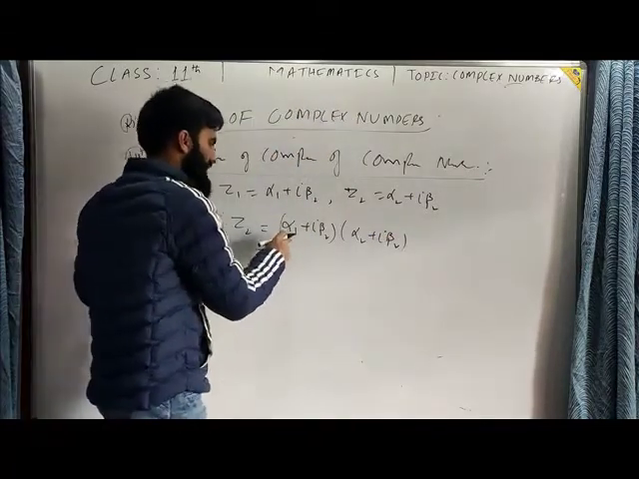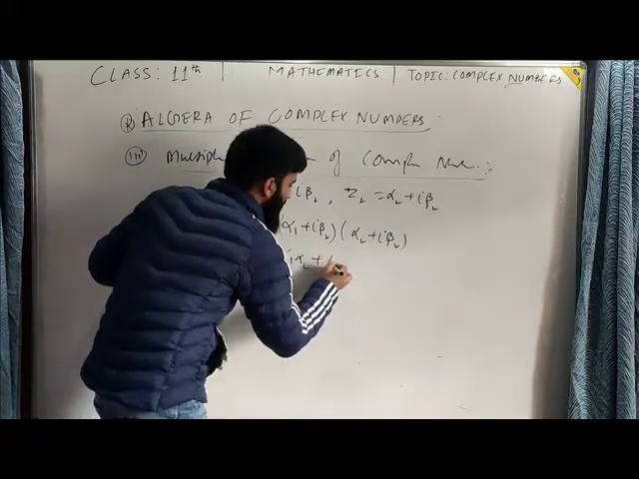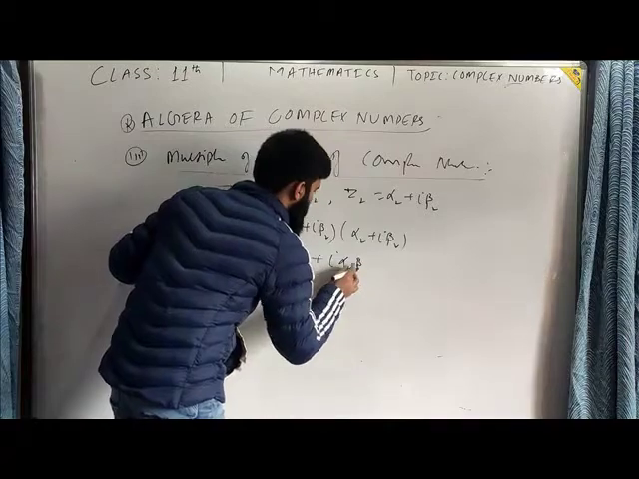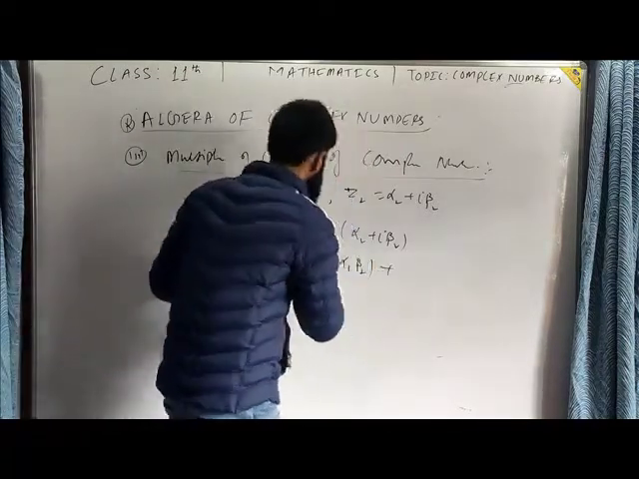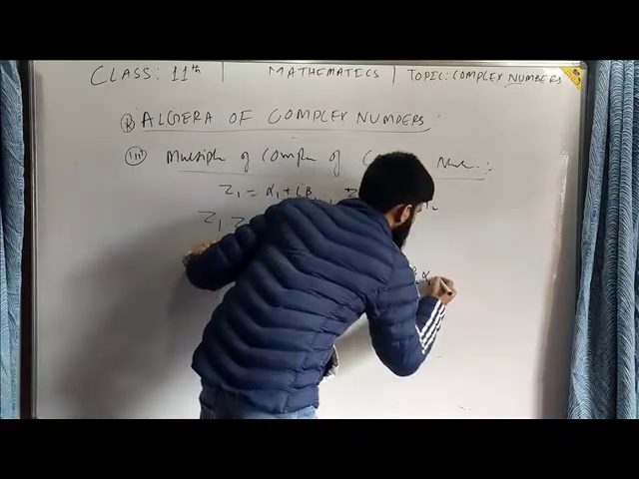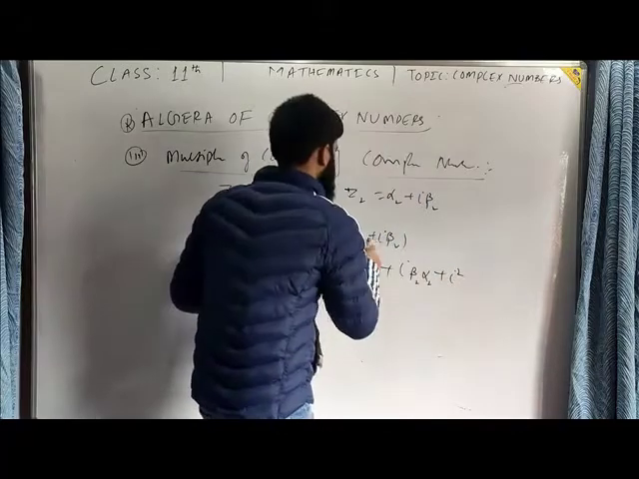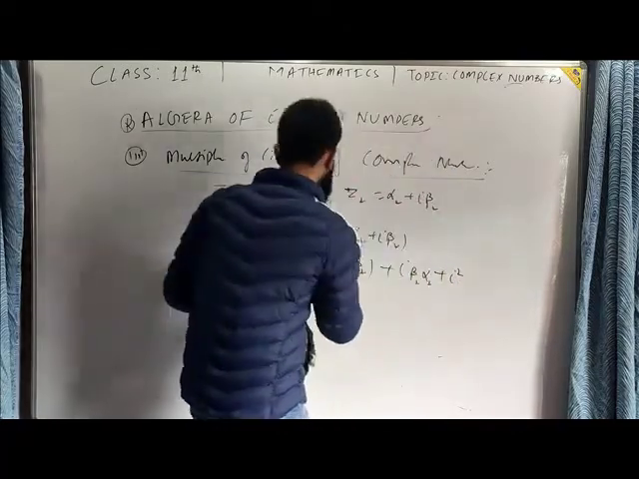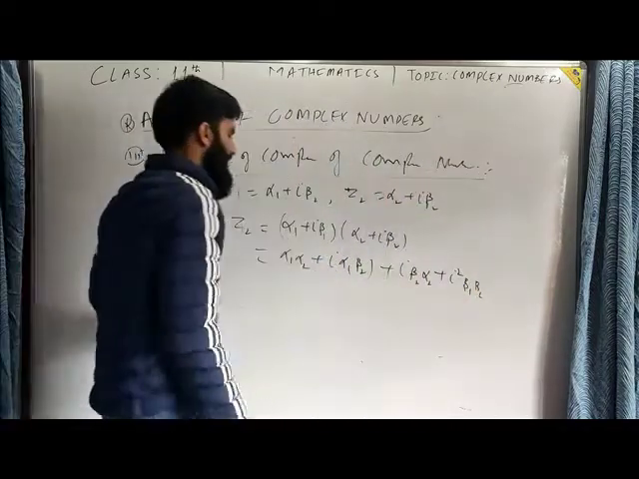If you multiply it, then alpha 1, alpha 2, plus iota times alpha 1, beta 2. Then you multiply with this: iota times beta 1, alpha 2. Then we have iota square, that is, beta 1, beta 2. You will get this value.